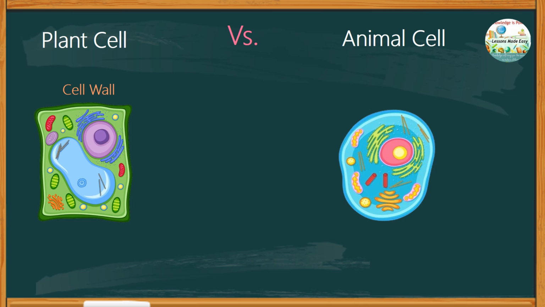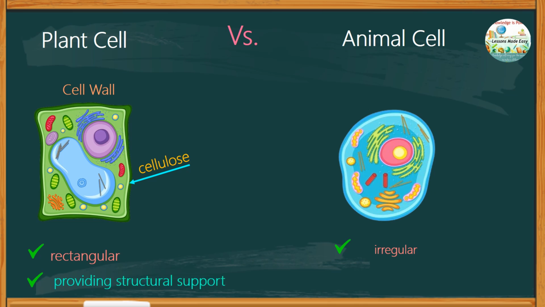Plant cells are generally rectangular in shape due to the presence of a cell wall, while animal cells are more irregular in shape. Plant cells have a rigid cell wall made of cellulose outside the cell membrane, providing structural support to the cell. Animal cells do not have cell walls.